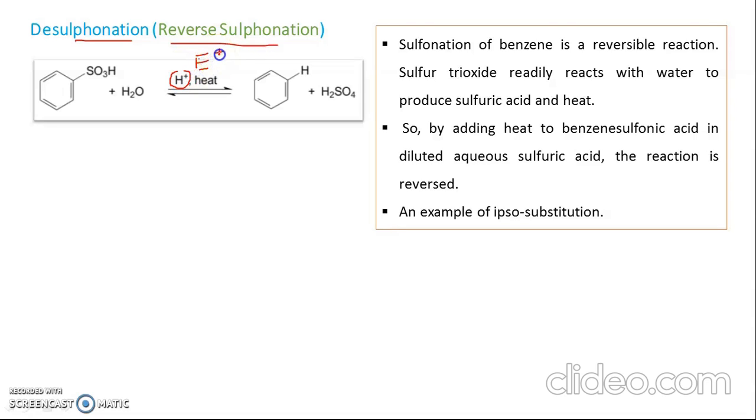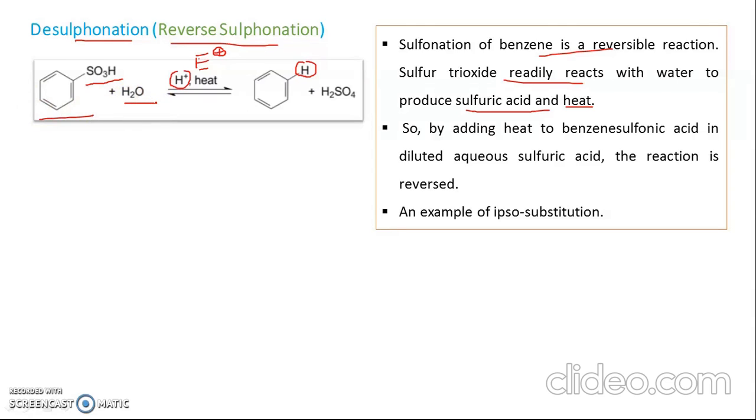This is the electrophile. So as of now, this SO3H group is replaced by hydrogen, that is desulfonation. Sulfonation of benzene, the previous reaction that we have seen, has a reversible nature. That is why sulfur trioxide readily reacts with water to produce sulfuric acid and heat. Since we are saying it is reversible, there is a chance that desulfonation will occur. But you can also start freshly from sulfonic acid and use dilute acid for desulfonation.